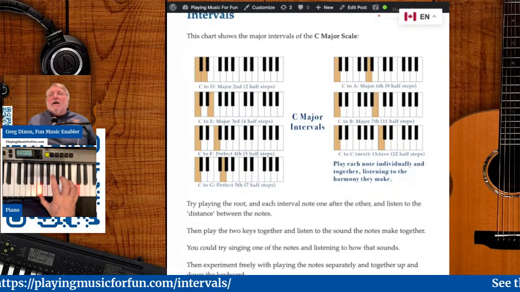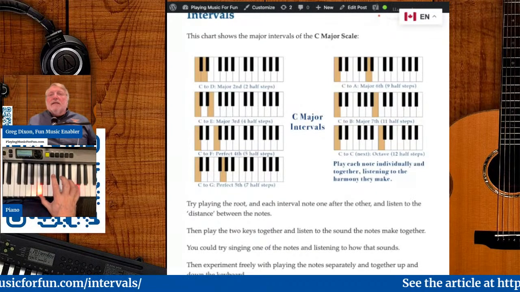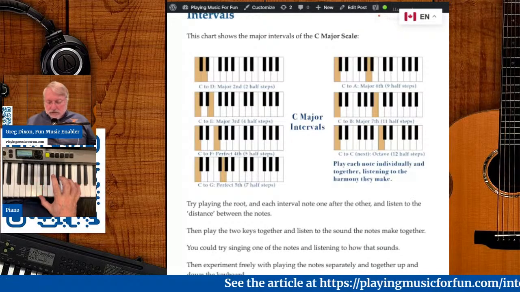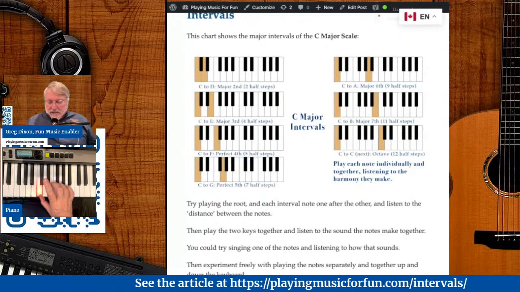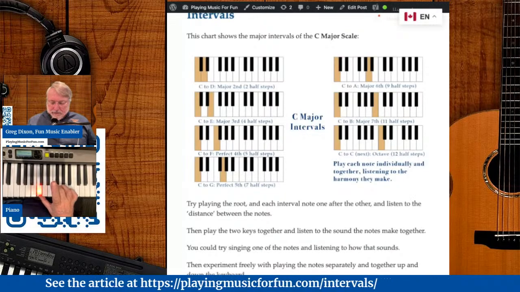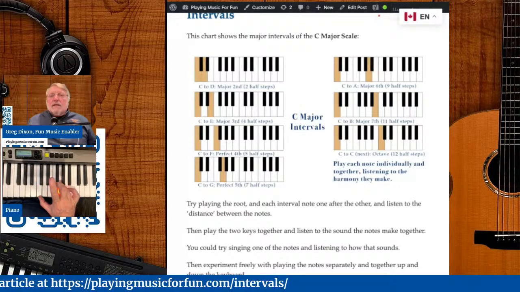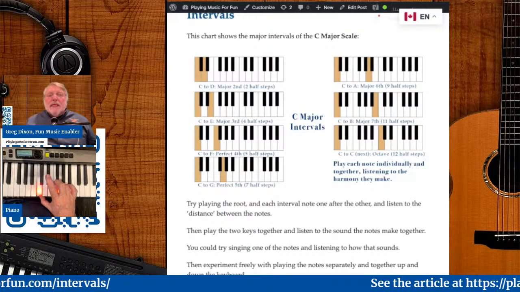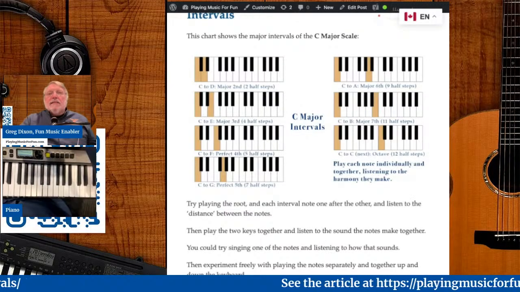And there's the octave. If you can hear, there's a different sound to those. I'm going to play the perfect fifth again. And then together. Okay, so these can be put together.